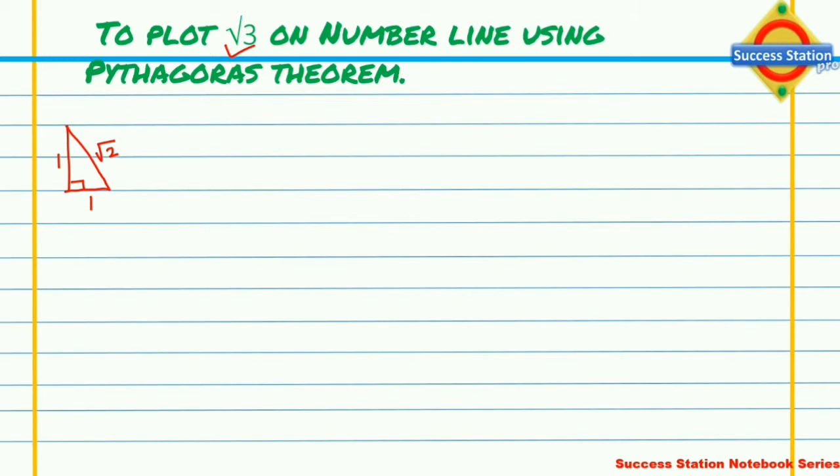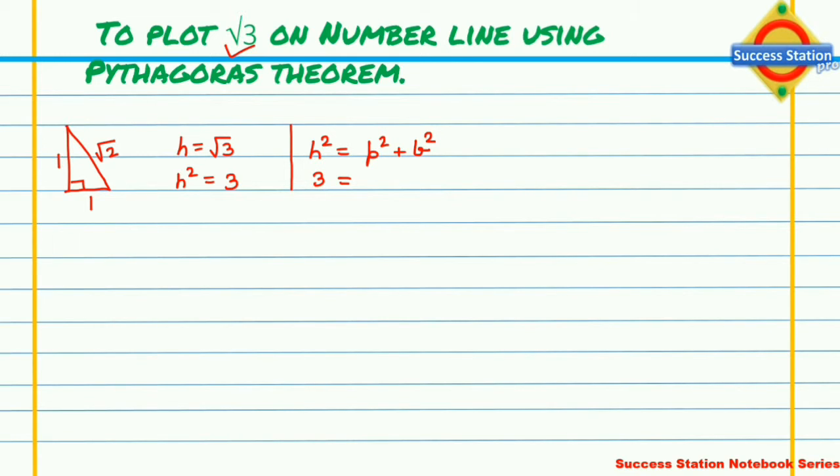So what does the Pythagoras theorem say? Firstly, we know the hypotenuse, right? Hypotenuse equal to root 3. So hypotenuse square will be equal to 3. Okay. Now because hypotenuse square is equal to 3, we know the Pythagoras theorem: h square equal to p square plus b square. Hypotenuse square equal to 3.